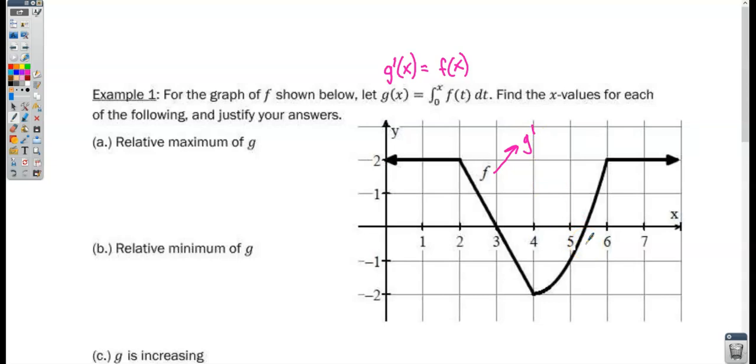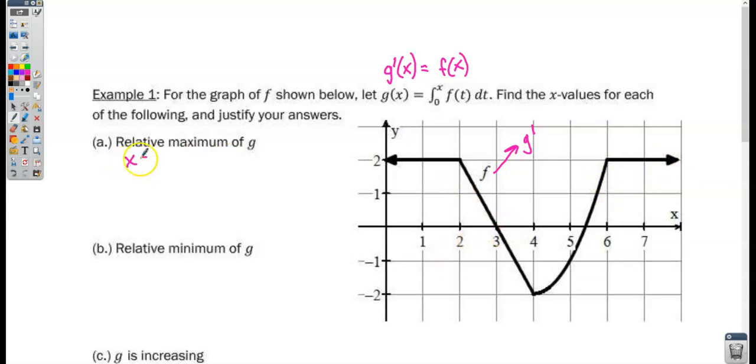Okay? So in order for there to be a relative maximum of g, we want g prime to change sign from positive to negative. So looking at this graph, g prime here is positive, since it's above the axis, still positive, still positive. Right here it's 0, and then it's negative. And now g prime is negative, negative, negative, 0, positive again. All right, so we're looking for where g prime changes sign from positive to negative.